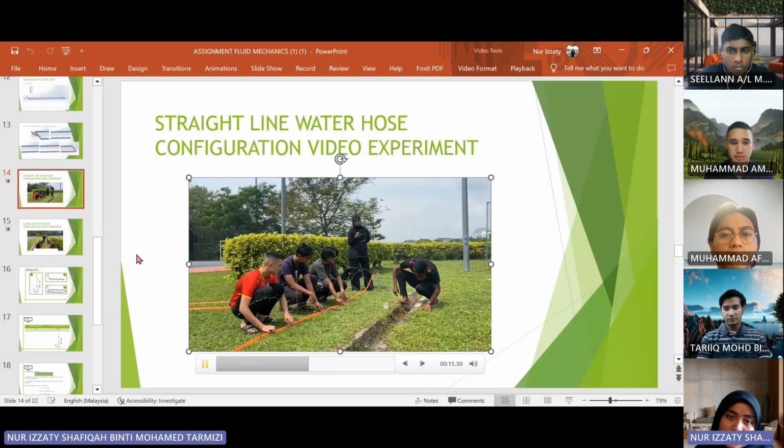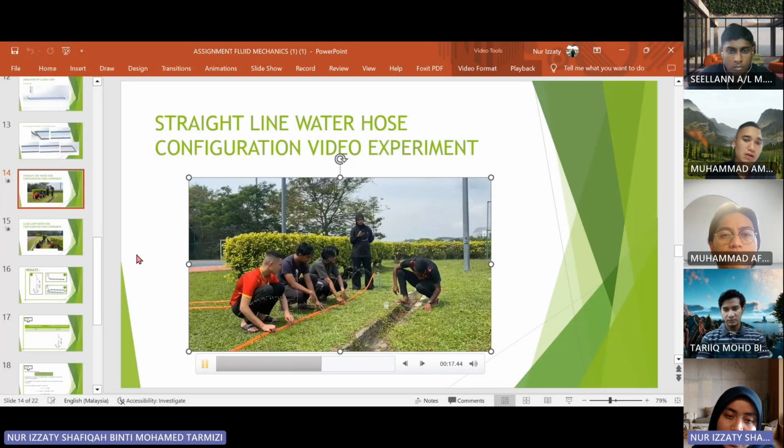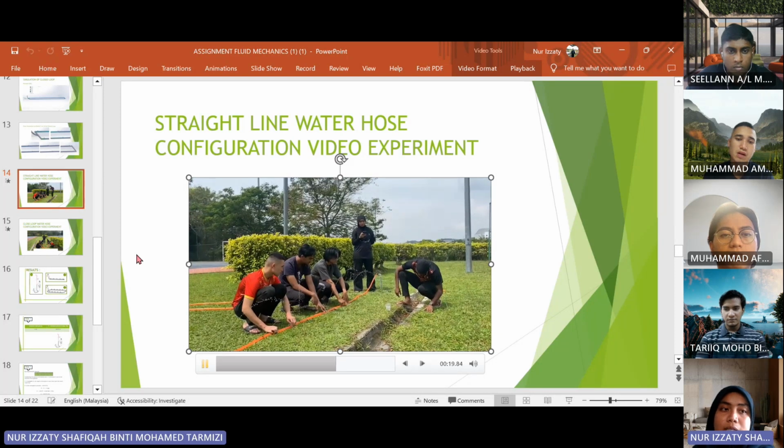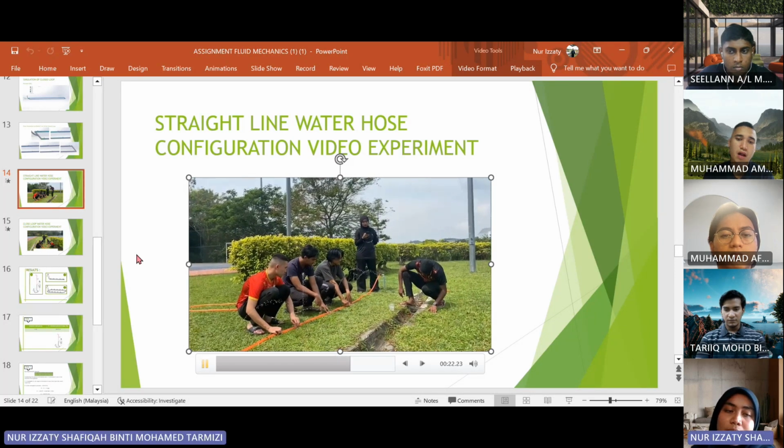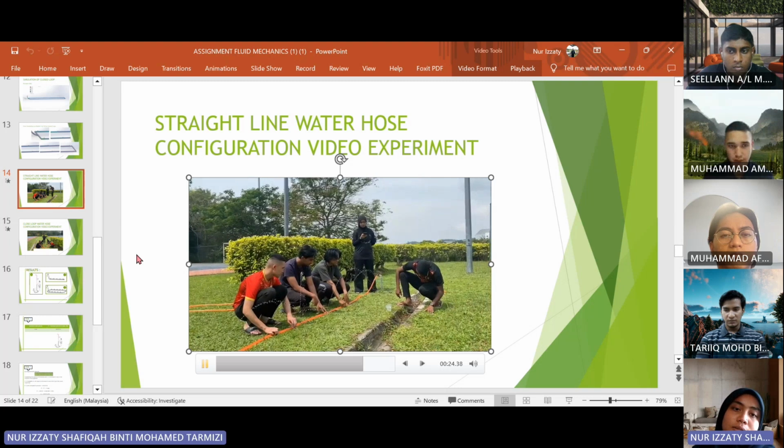In this experiment, me, Izati, holding the stopwatch, and Silen taking the 200 milliliter of water.